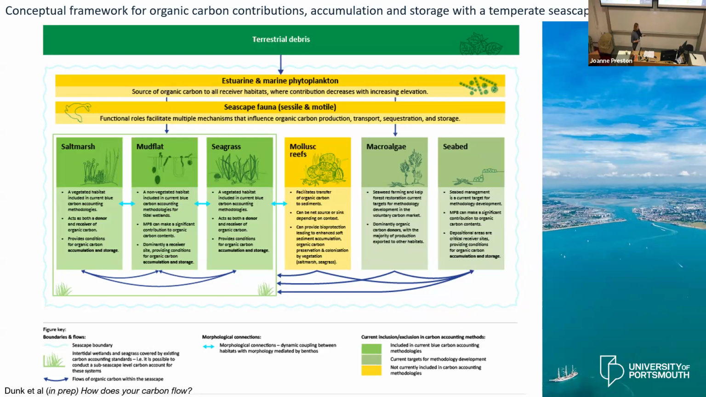So as part of the paper, we decided to dig into what were the main donors and receivers across the seascape. The light blue ones are the ones that we've got included in current blue carbon accounting. Yellow ones aren't. And these ones are being considered for carbon accounting methodologies. And the blue lines are the flows between them. And we describe which ones are the main sources, receivers or donors. The take-home message is that carbon is multi-directional. Habitats are often both receivers and donors, and it's context dependent.